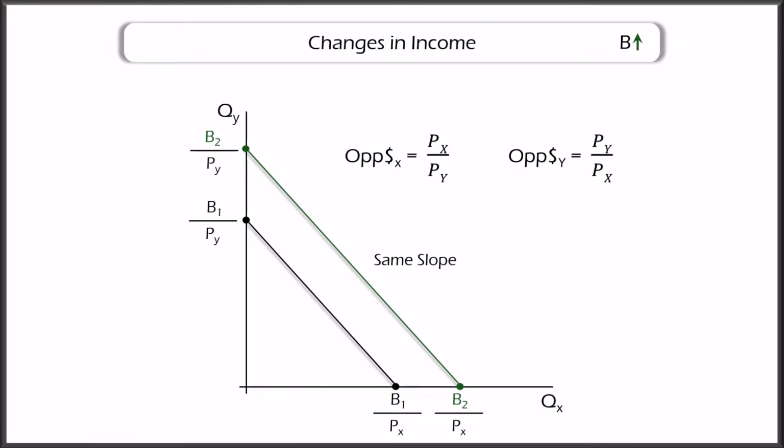Finally, a shift in the CPC leads to a change in the consumption combinations available to this consumer. In the case of an increase in income, some combinations that were unattainable before are now attainable.